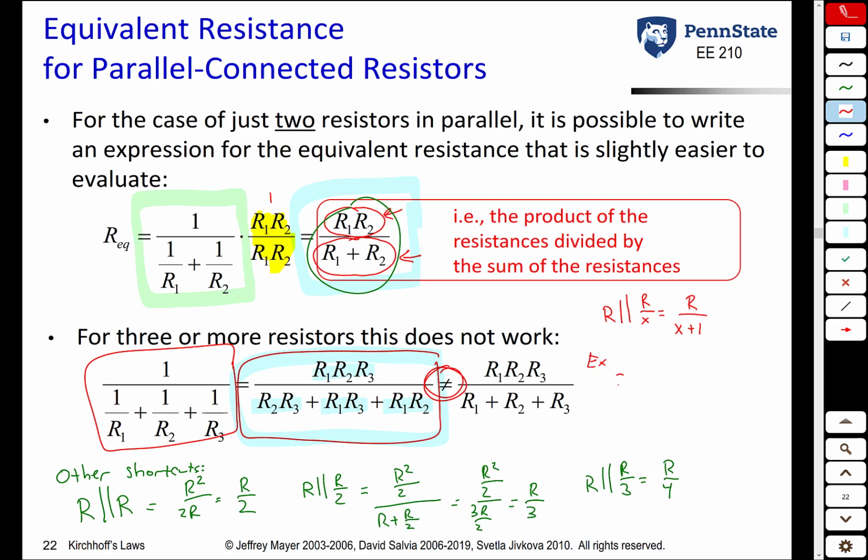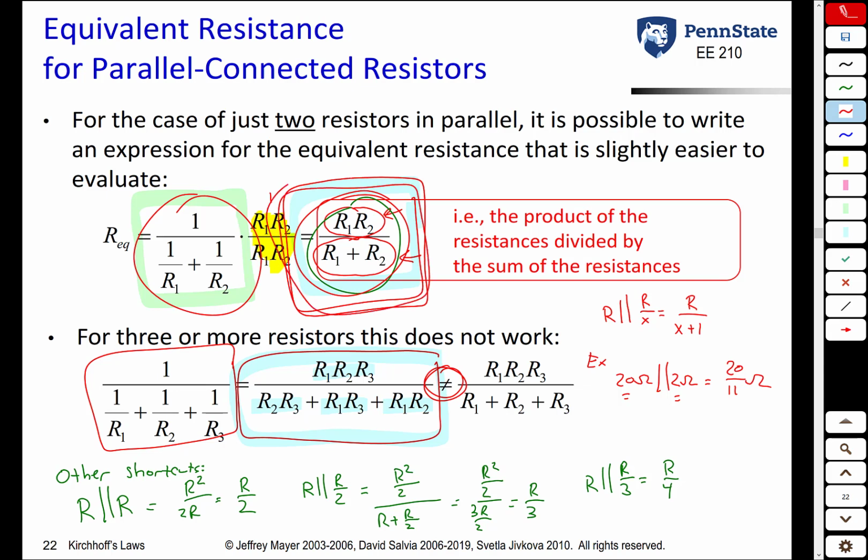So for example, a 20 ohm resistor in parallel with the 2 ohm resistor, you could do the math either this way or this way, but you can also use a simplification. This is R in parallel with R over 10, which becomes R over 11. 20 over 11 ohms. So bottom line, it's probably worthwhile to memorize this expression. It's certainly worthwhile to memorize these shortcuts as well.